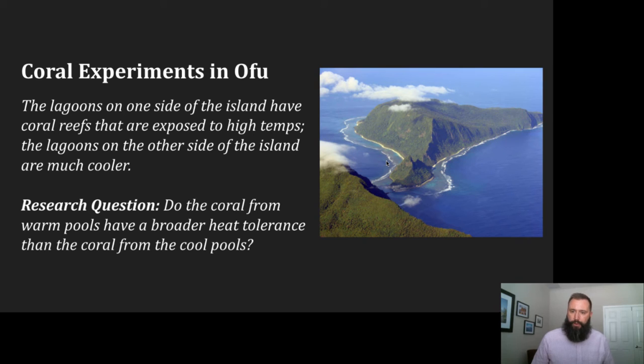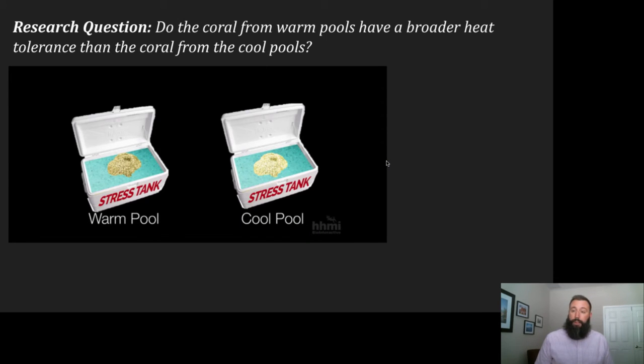So here's our research question. If we were to do this, do the coral from the warm side of the island have a broader heat tolerance than the coral from the cool pools? That's a research question. We'd have to collect some data and come up with an experiment to do it.